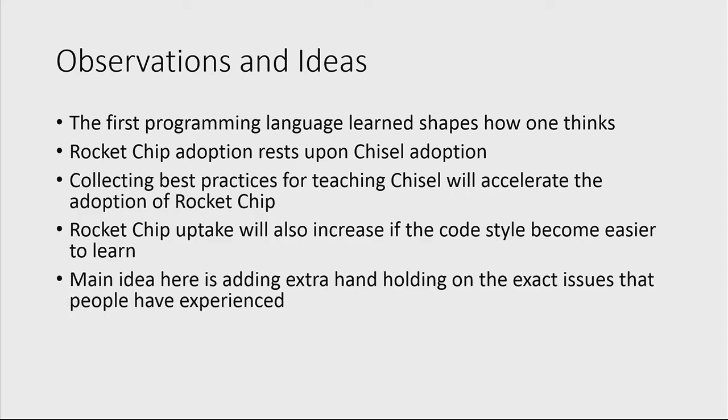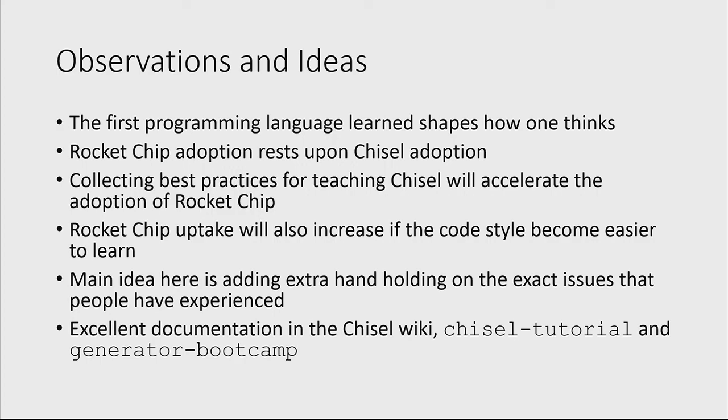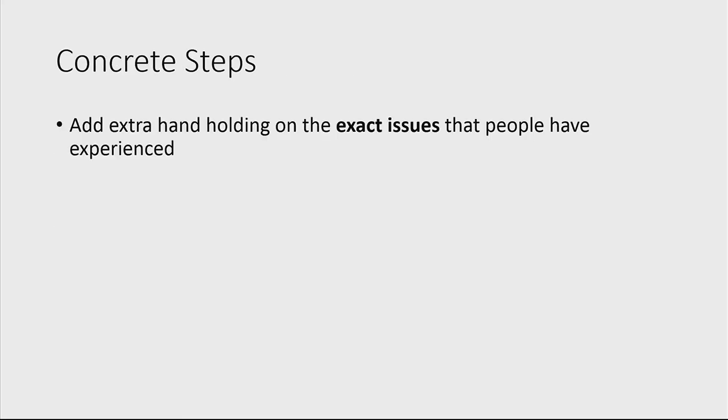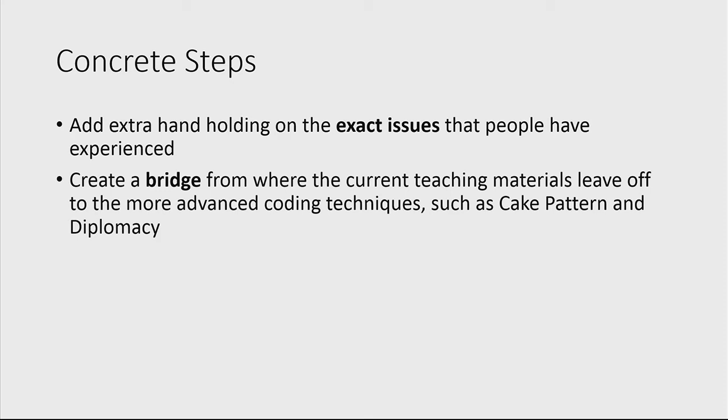The idea is to add some kind of extra hand-holding on the exact issues that people have faced. There's, of course, excellent documentation in the Chisel Wiki, Chisel Tutorial, and Generator Bootcamp repositories. So what we would like to add is this description and further details on exact issues, line by line, of the code that people have faced, thus creating a bridge from where the current teaching materials leave off to the more advanced coding techniques such as cake pattern and diplomacy.